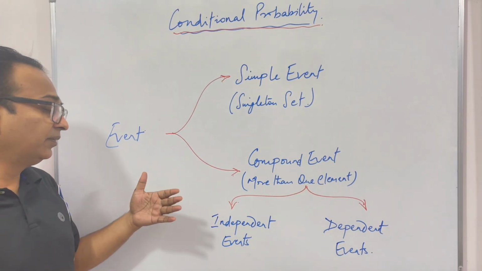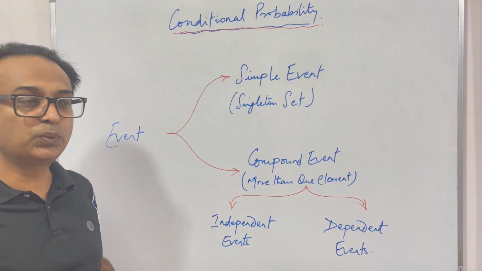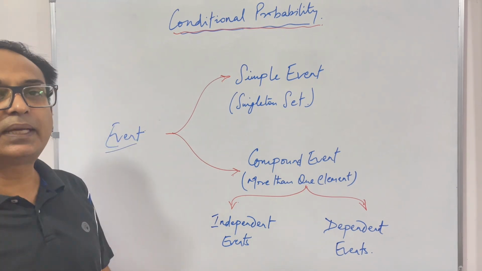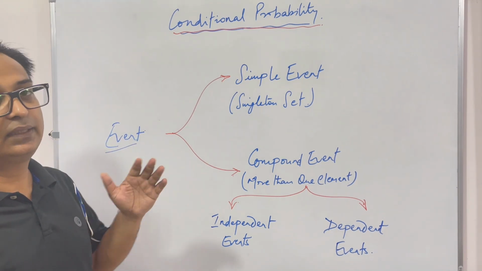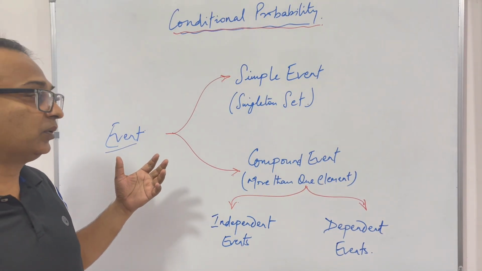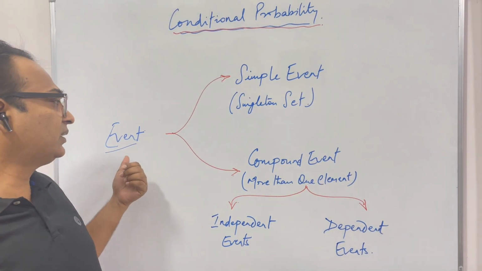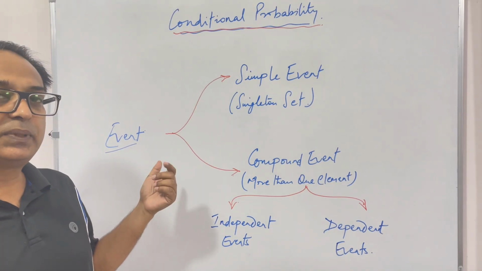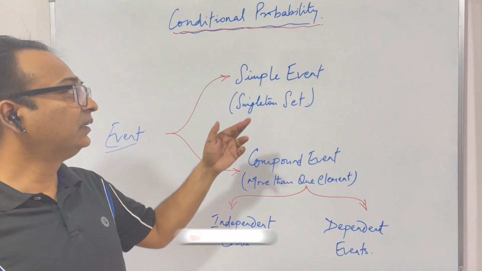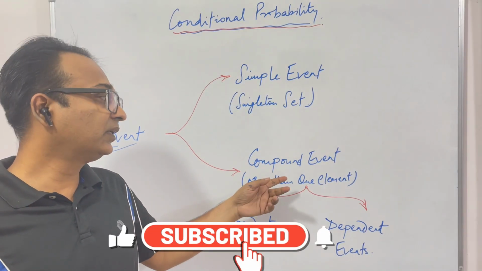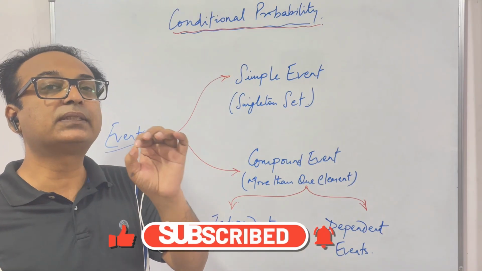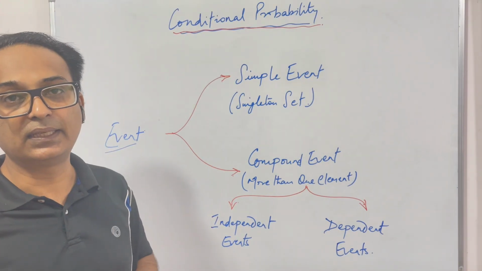We had defined event in our first class only. So any subset of the sample space is called an event, in terms of set theory, mathematically. We are talking of the mathematical definition. An event is of two types: either it is a simple event or it is a compound event. Simple events are those events for which the set has only one element, a single element.